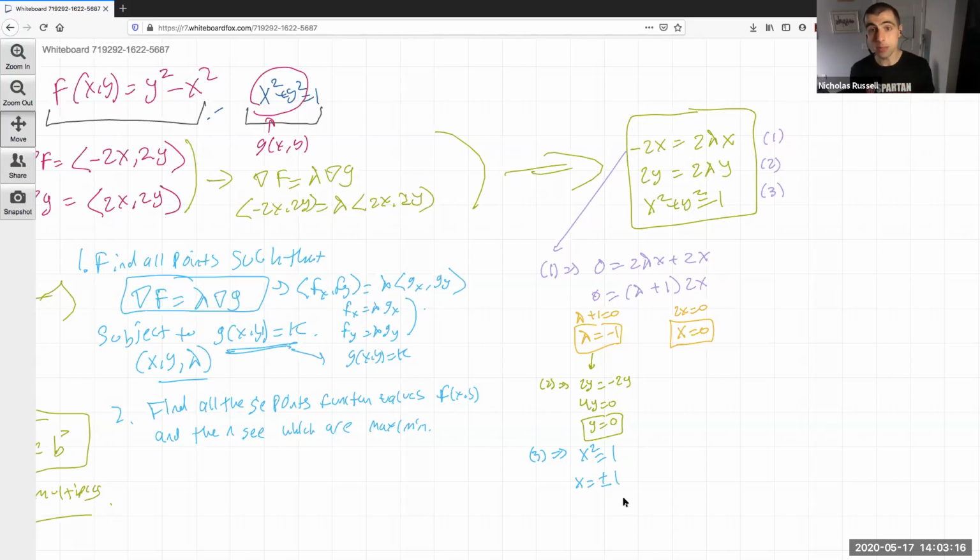What this tells me is that I can have two different points with this lambda being -1. This gives me 2 points, and this is a really, really important fact. I have 1, 0, and -1, 0. Those are the 2 points that I get that could possibly be maximums or minimums. They could possibly be extreme values for this problem.